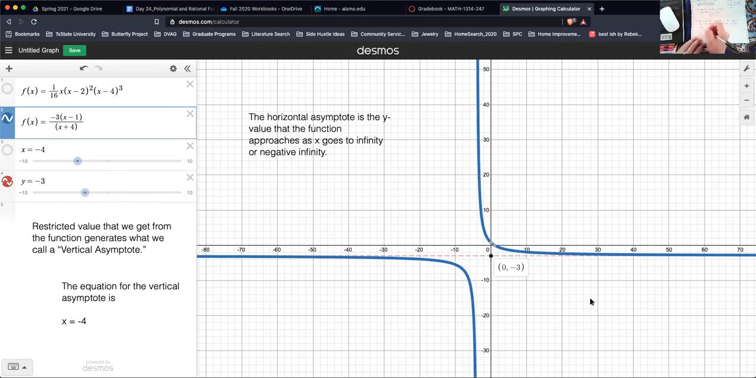And in this particular equation, the equation for the horizontal asymptote is y equals negative 3.